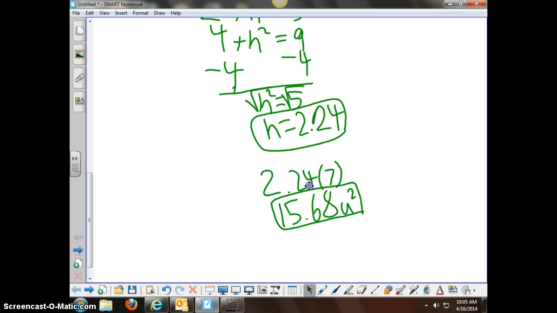Is that right? Doesn't seem right to me. What's 2.24 times 7? Yeah, that's right. I was going to say, that seems right to me. So because he rounded it, his answer should be 15.68. If you had just left the square root as 2.2 whatever, multiplied by 7, it would have been more accurate.